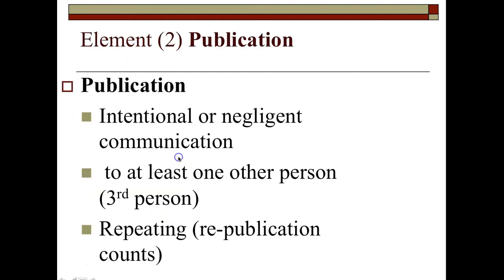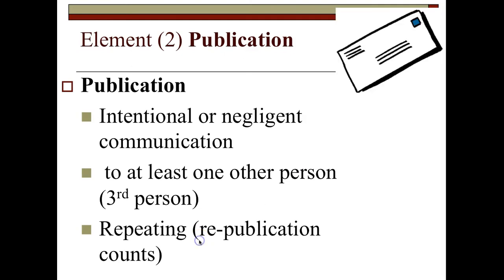Second element, publication to a third person. This requires the defendant to have intentionally or negligently communicated the statement to at least one other person, not just to the plaintiff. Repeating something counts as publication. Let's look at a couple of hypos. Suppose Kate writes a letter to her fellow lawyer stating that the lawyer takes bribes.